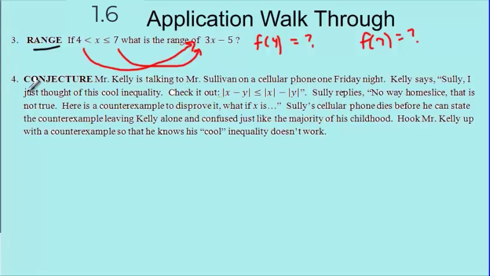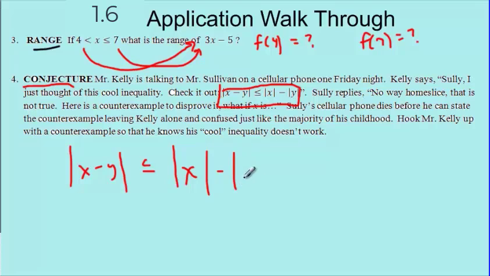Fantastic. A conjecture is like a guess, a hypothesis. What do you think is true? So Mr. Kelly says something right here that he thinks is true. Mr. Sullivan says, no way, dude, not true. So a counterexample proves it's wrong. So you've got to try something that proves Mr. Kelly is wrong. He's saying the absolute value of x minus y has got to be less than or equal to the absolute value of x minus the absolute value of y. So if you can think of one example that makes it not true, it's a counterexample.